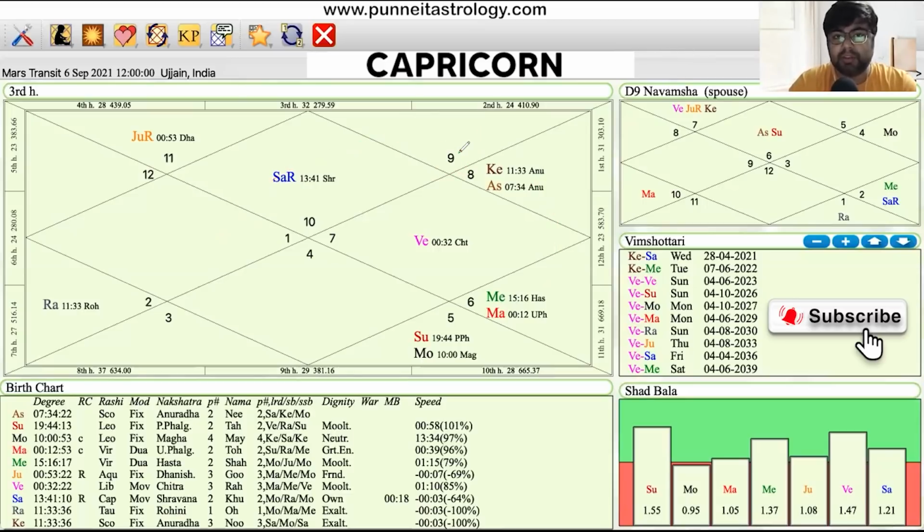issues related to matters of court. It can put you into isolation. It is good for foreign travel. It can give you a job in a foreign country. It is good for relocation. It is good for travel. From the career perspective, Venus is in a positive sense, so Mars is not going to interfere much there.